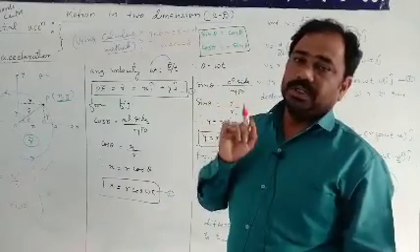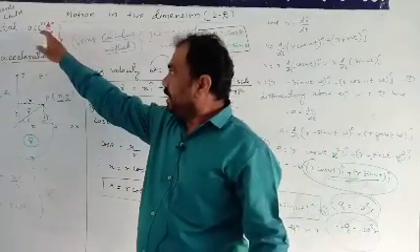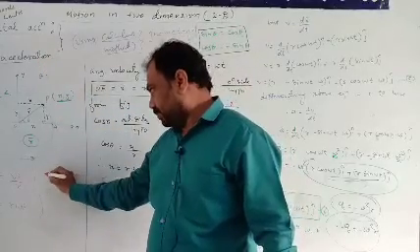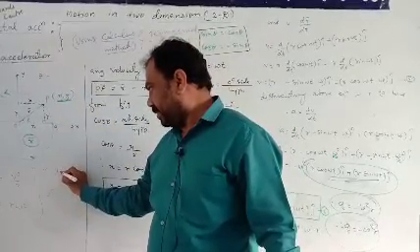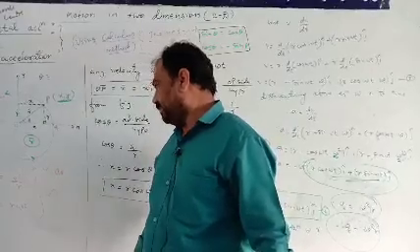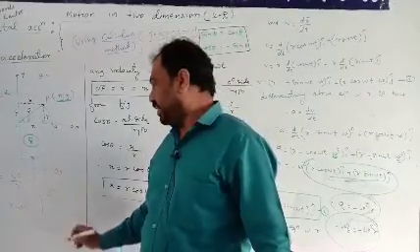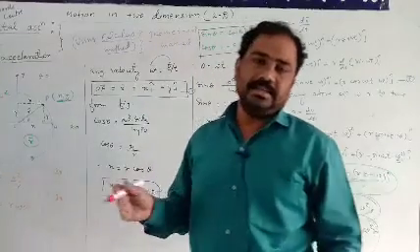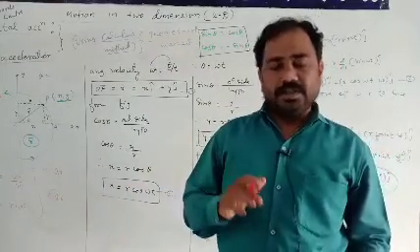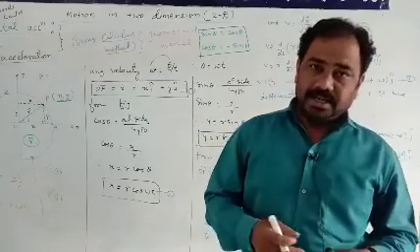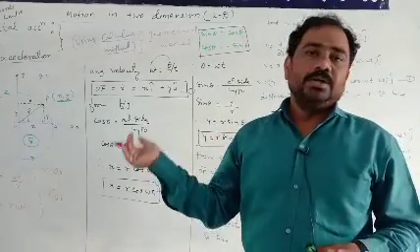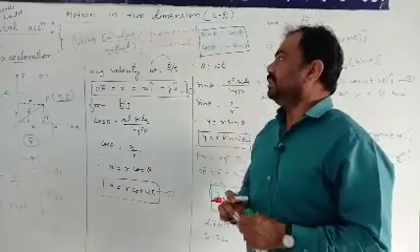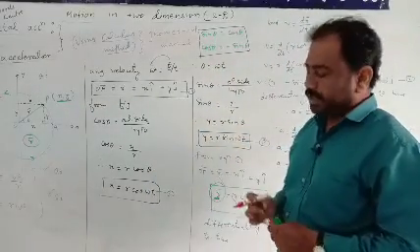Again, one thing is important here: this centripetal acceleration is also called radial acceleration. So this can be represented by a_R, that is radial acceleration. Why radial acceleration? Because it is along the radius. And why centripetal acceleration? Because it is towards the center. Okay, so these two magnitudes are very important.